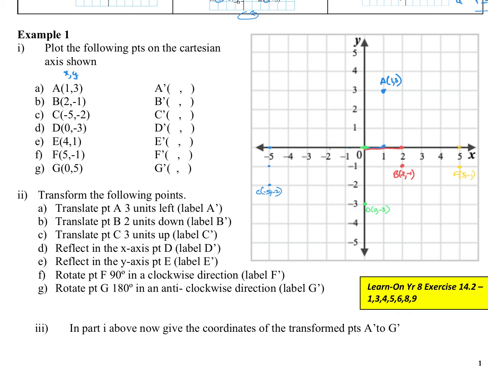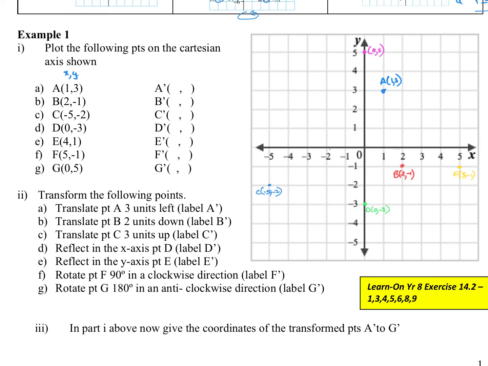And then we better get one more colour here that's different. And then we'll do G, which is the point 0, 5. So it's 0 across and 5 up. All right, so there's all our points. So I might just rub out some of the lines that I've drawn in there, and the dots that we've collected. So there's all the points labelled on our Cartesian axes.